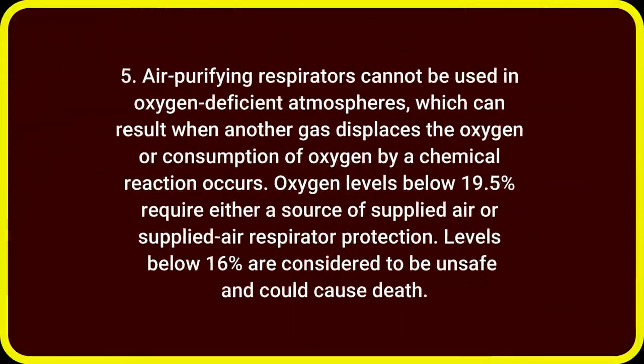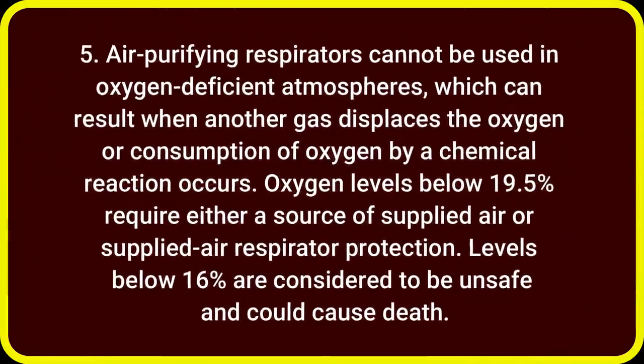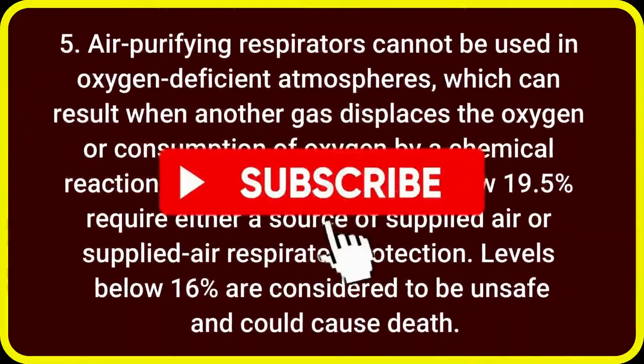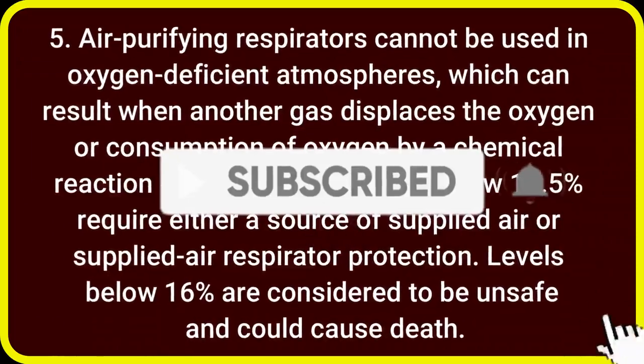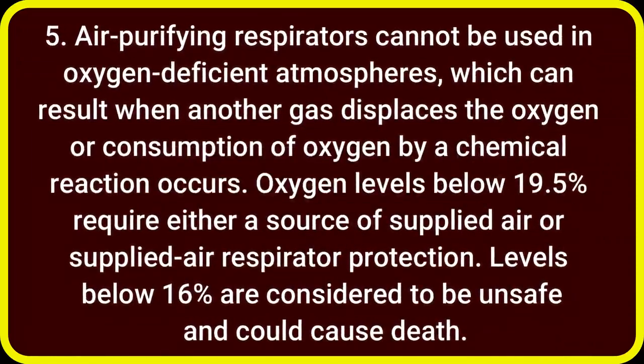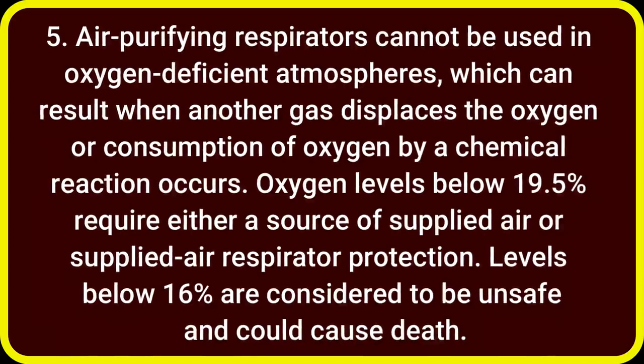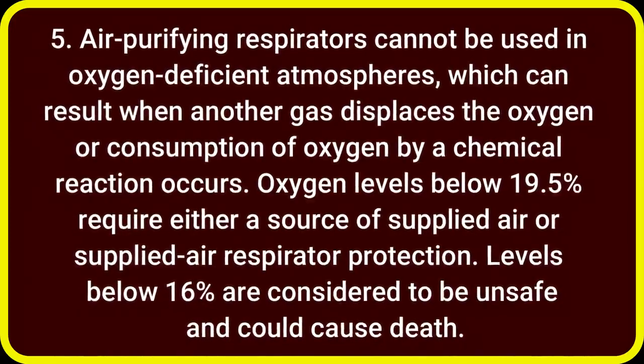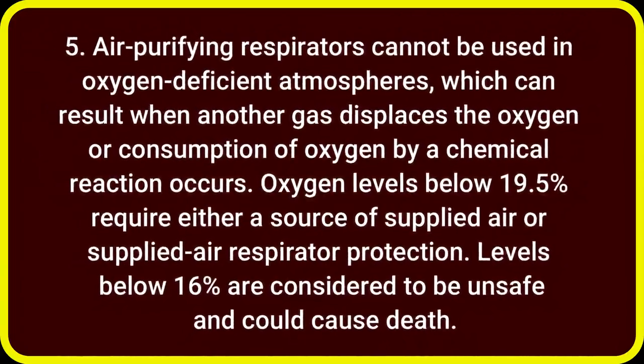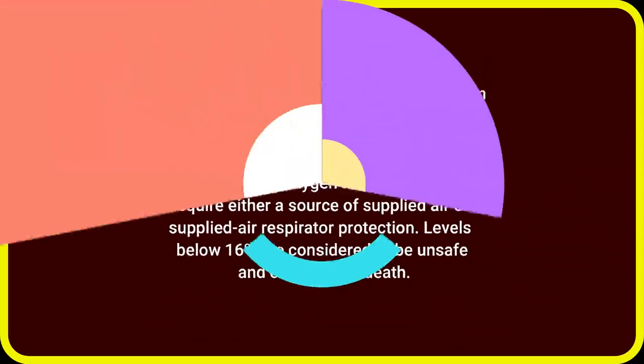Number 5, air purifying respirator limitations. Air purifying respirators cannot be used in oxygen deficient atmospheres, which can result when another gas displaces the oxygen or consumption of oxygen by a chemical reaction occurs. Oxygen levels below 19.5% require either a source of supplied air or supplied air respirator protection. Levels below 16% are considered to be unsafe and could cause death.